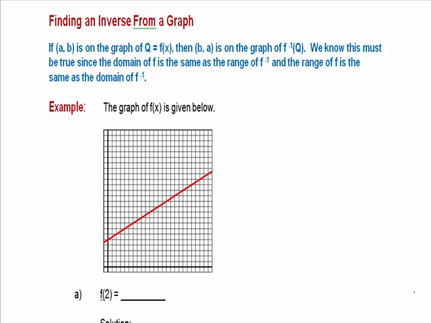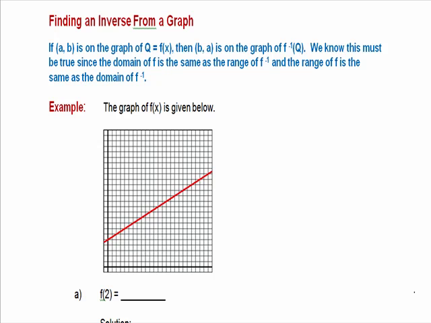And so if we were to do that, we would actually realize that if the point (a, b) is on the graph of y equals f(x), then (b, a) is going to be on the graph of f inverse of x. So we know this has to be true because we've said before, the domain of the original function becomes the range of the inverse function, and the range of the original function becomes the domain of the inverse.